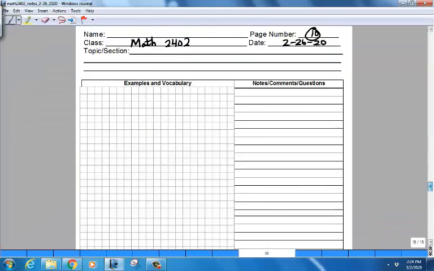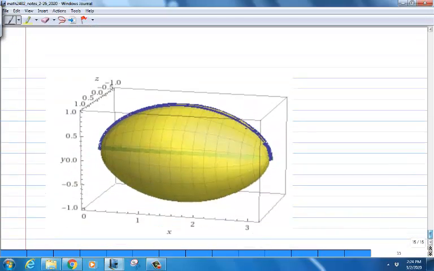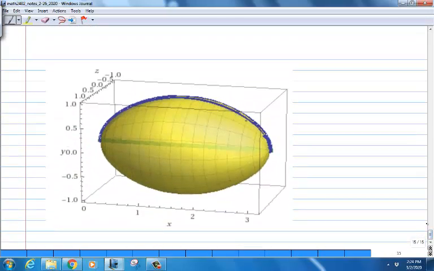Let me scroll down to find it. Way down here. There it is. Okay, so see, it's got kind of this football shape to it, right? So there's that purple curve there. That's the square root of sine of x, and so we've taken the area beneath that purple curve and rotated it all the way around the x-axis. So you get this shape, right? And we're trying to calculate the volume of that shape.